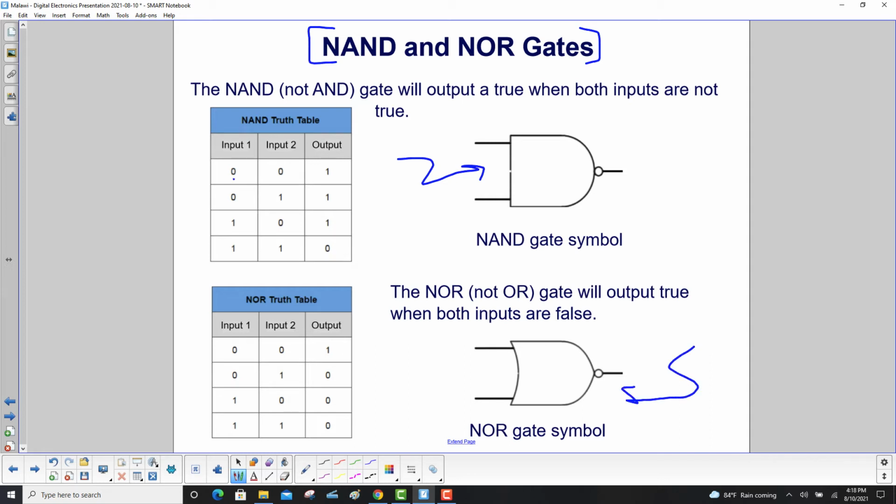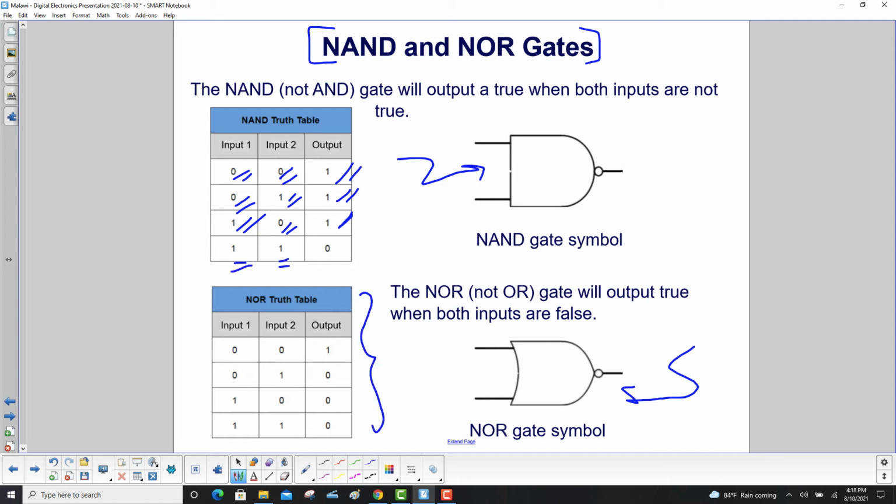So if you have 2 falses, we'll talk false and true this time instead of zeros and ones, you get a true. If you have a false and a true, you get a true. And if you get a true and a false, you also get a true. The only time you get a false output is when you have both true inputs.